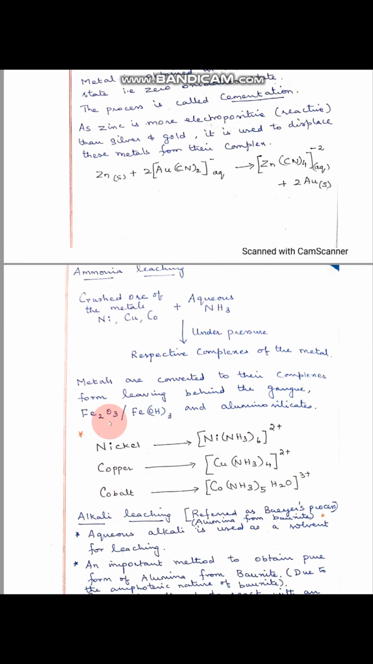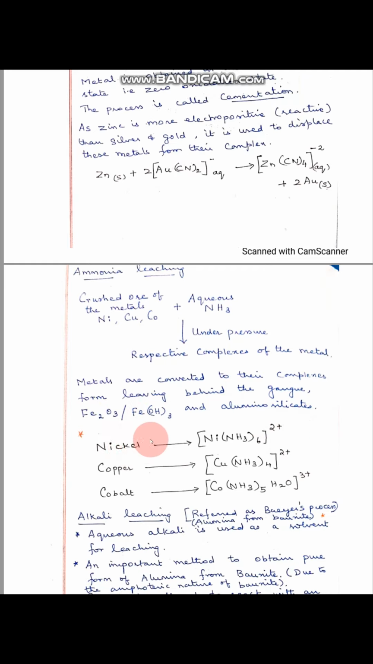Now moving on to the second type of leaching, ammonia leaching. When I say ammonia leaching, aqueous ammonia is the solvent here. You can take the crushed ore, for example a nickel, copper or cobalt ore, and it is made to react with aqueous ammonia under pressure. These metals are converted into their respective complexes, and the gangue remains as an insoluble part. The gangue here is ferric oxide, ferric hydroxide and aluminosilicates.